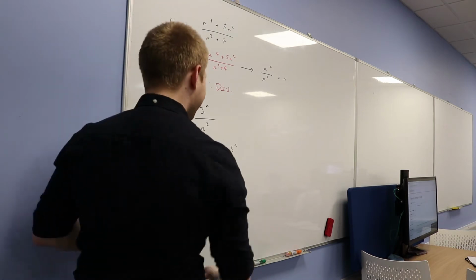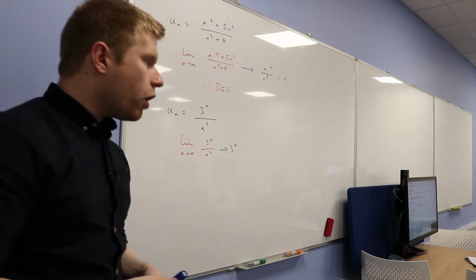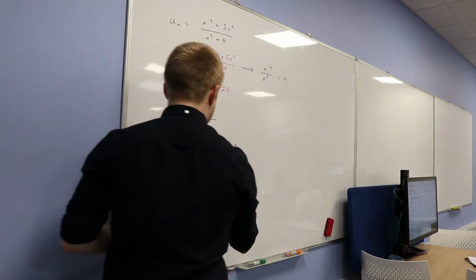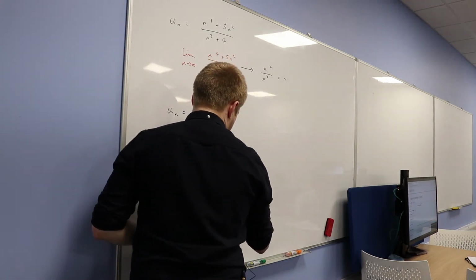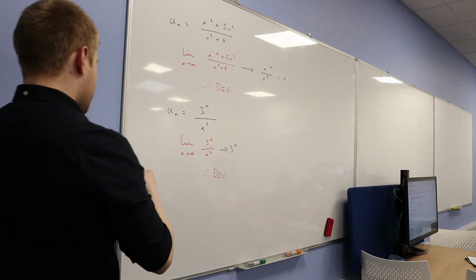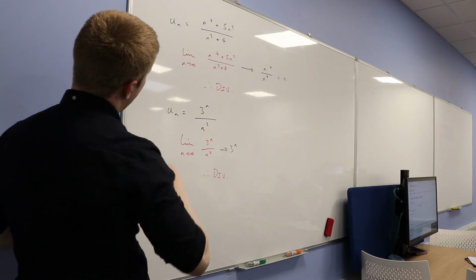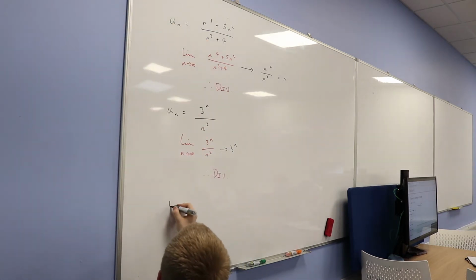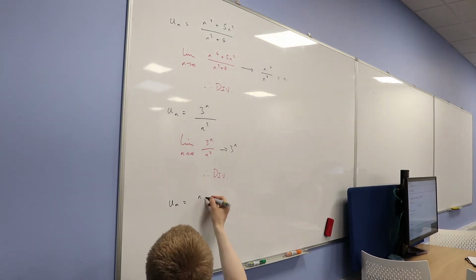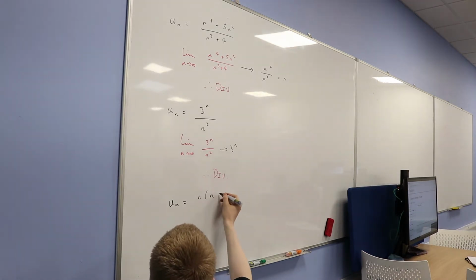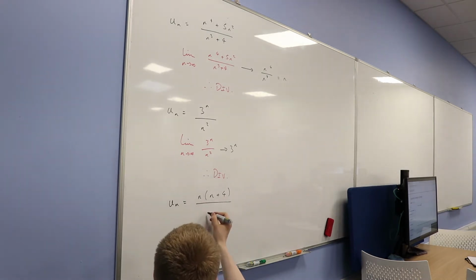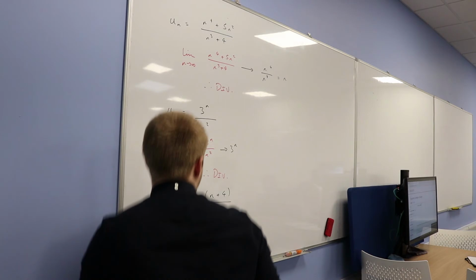So my question is then, 3 to the power of n, is that convergent, divergent, or periodic? I would agree with that. That is divergent. Is that okay? Yeah? All right. What about something that looks like this then? Let's suppose I have a sequence that looks like n times n plus 4, all divided by n cubed. What do we reckon?